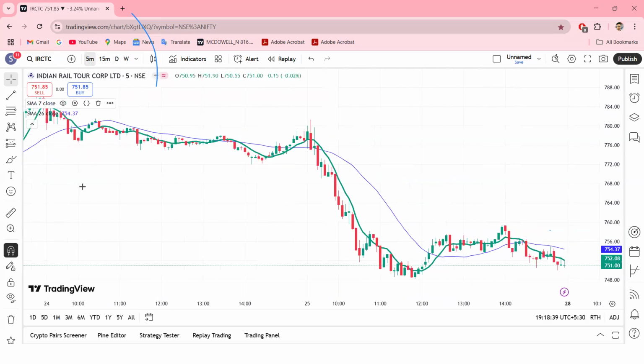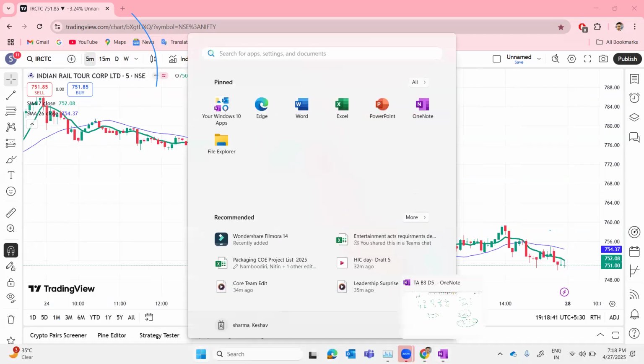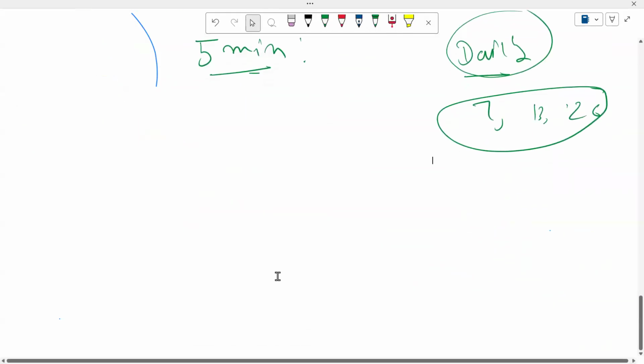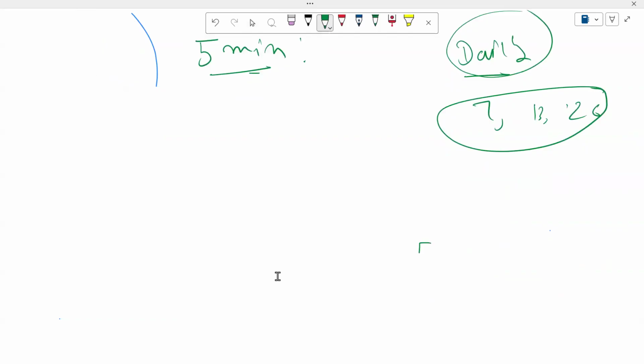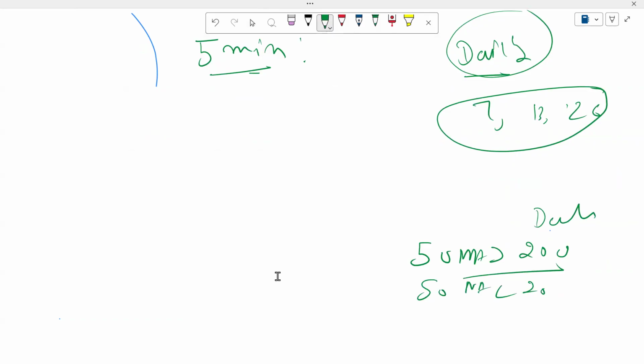Also, I want to tell you about the golden crossover. There is a golden crossover in the market. When we say golden crossover, it means the 50 moving average is above the 200 moving average. When the 50 moving average is crossing below the 200 moving average, this is a death crossover. There are two crossovers in the market, golden and death. Does anyone know of these crossovers?